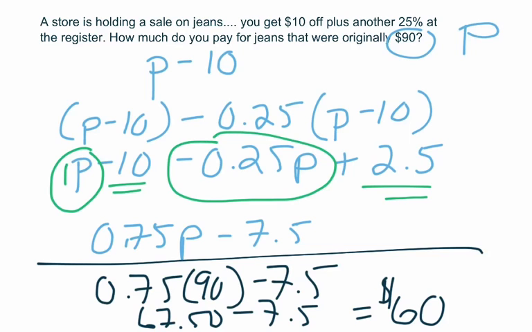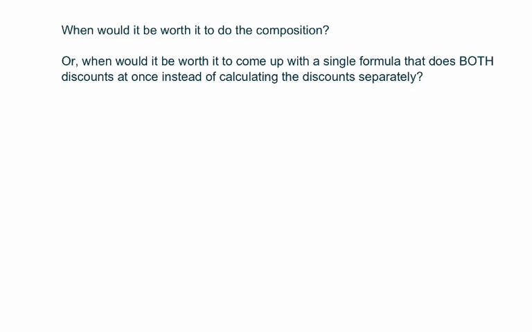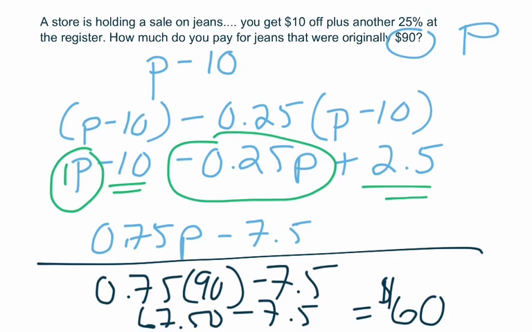So here's the question I'm going to pose to you guys. When would it be worth it to do the composition? Or, phrased another way, when would it be worth it to come up with a single formula that does both discounts at once instead of calculating the discount separately? So I'm going to go back and we'll look at these one more time.